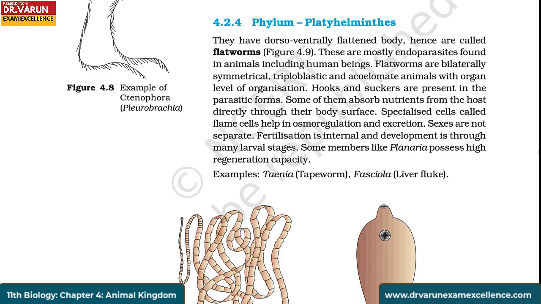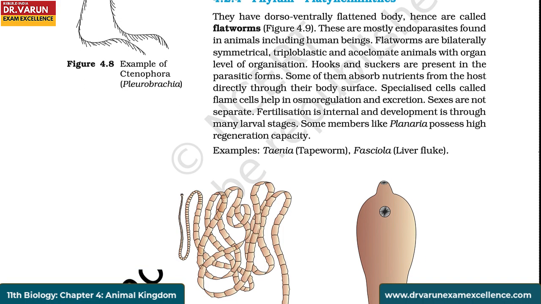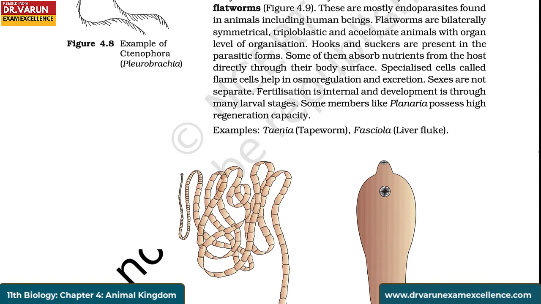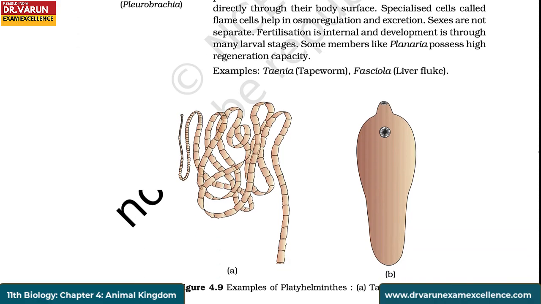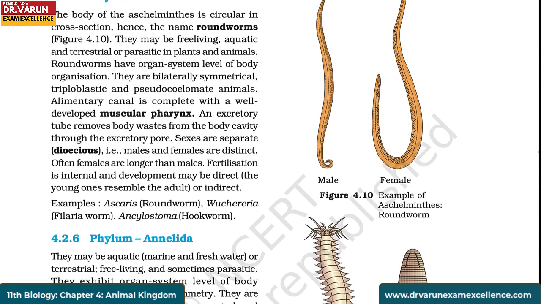Hooks and suckers are present in the parasitic forms. Some of them absorb nutrients from the host directly through their body surface. Specialized cells called flame cells help in osmoregulation and excretion. Sexes are not separate. Fertilization is internal and development is through many larval stages. Some members like planaria possess high regeneration capacity. Example, Taenia or tapeworm, Fasciola, liver fluke.